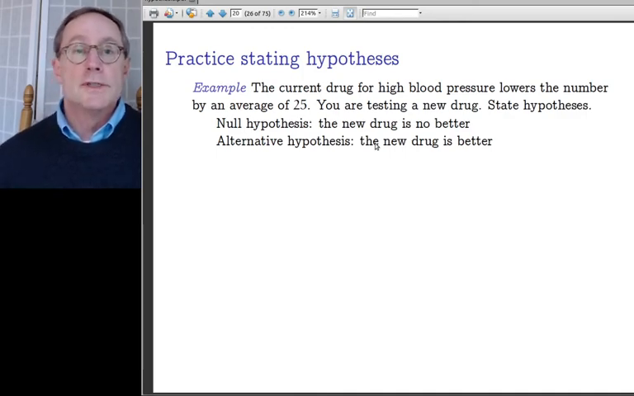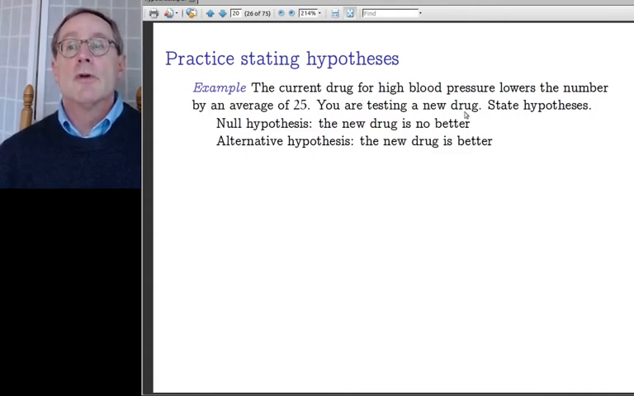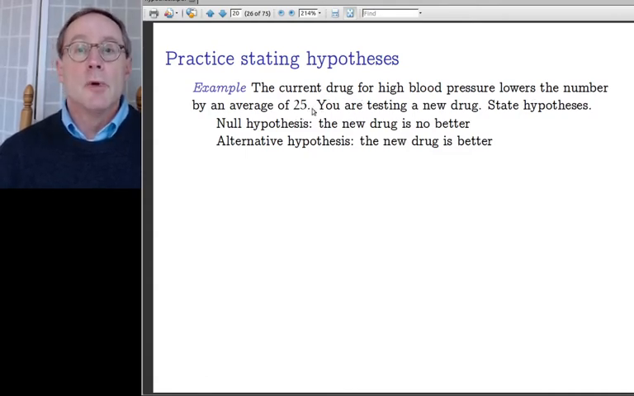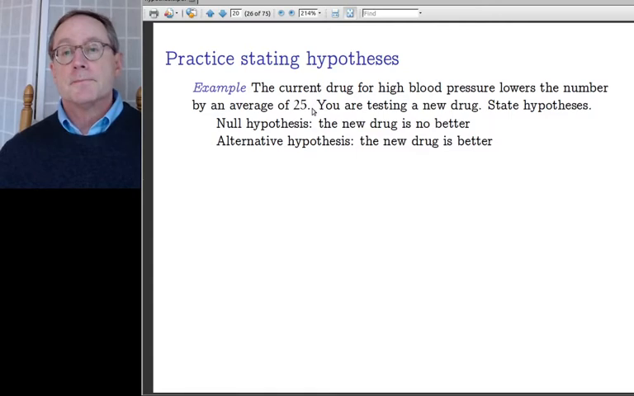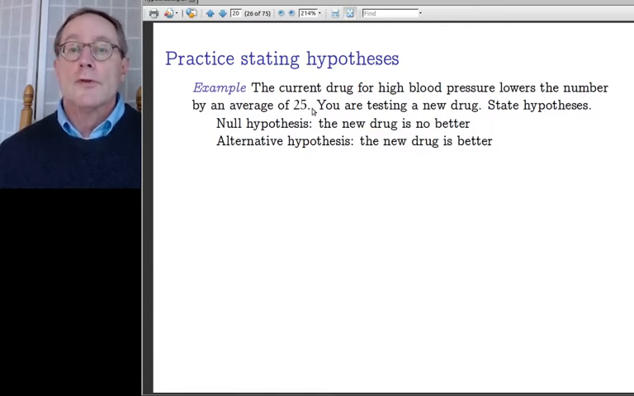Okay, so the first example, naturally you try to start off with somewhat easier, more straightforward examples. First example is the current drug for high blood pressure lowers that number by an average of 25. You're testing a new drug, state the hypotheses. I want to state them in symbols. Okay, so there are two people arguing, the doctor, or the person in the front of the room, and the person in the seats.